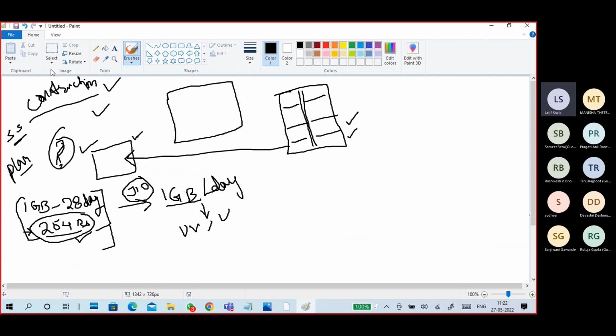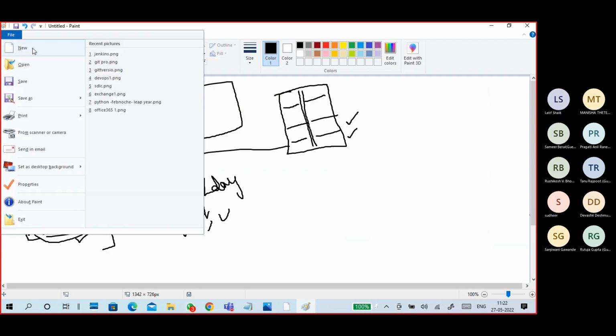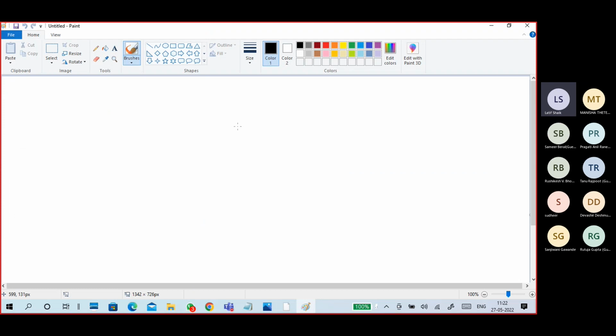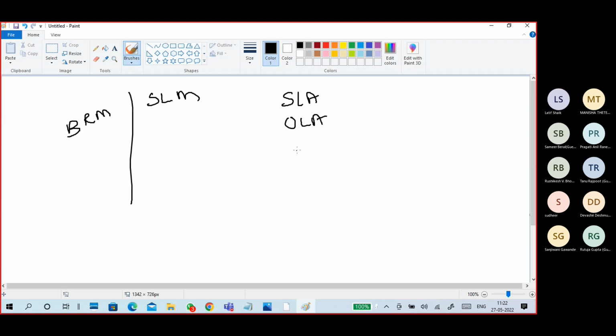What is this business relationship management? We'll come to business relationship management and service level management. There is one word called SLA, the next word called OLA, and UC. These three words are there. I will give you a definition for those. SLA, service level agreement. What is a service level agreement?